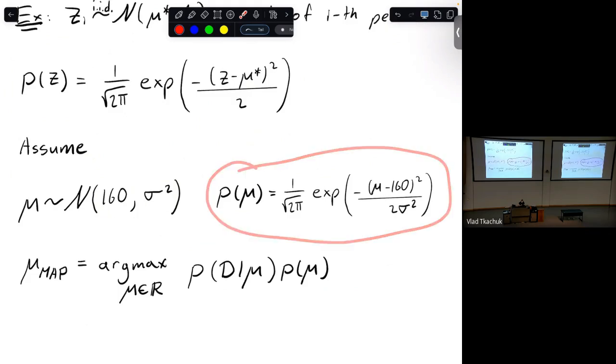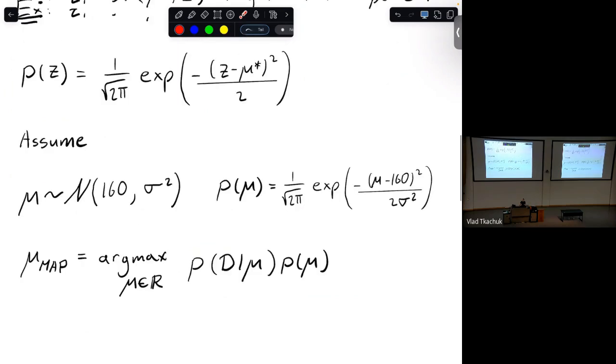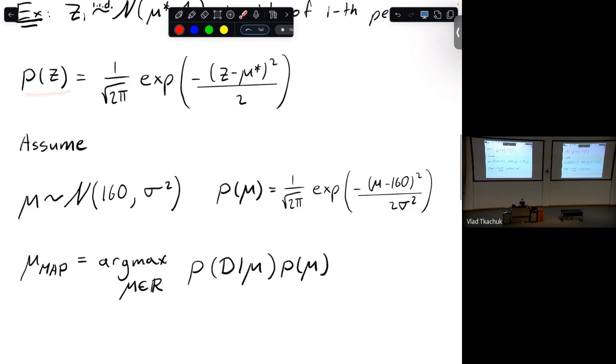That's what that means. And now we're just left to solve this optimization problem with these two functions that we now know what they are because we have defined things above. Okay, so let's just go ahead and work this out.